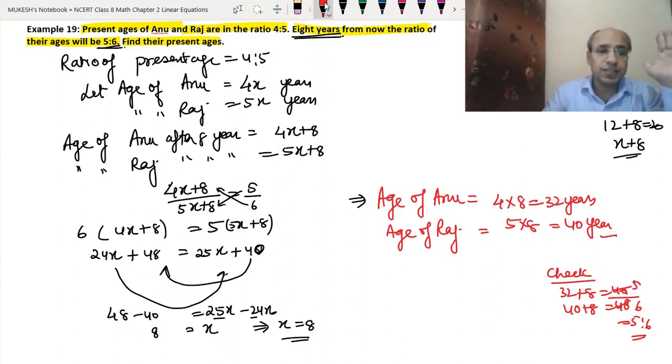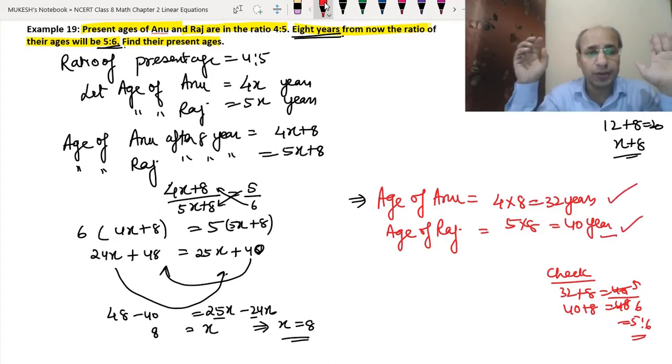So what we have done in this question: we assumed the present ages from the ratio as 4x and 5x. Then we added 8 to both, because we have to find the age after 8 years. Then we found the ratio. Then the equation became similar to the previous question. After cross multiplying, we used the distributive property, and after transposing to both the sides, we got the value of x as 8. Then we multiplied 4 into 8, 32, and 5 into 8, 40. So we got the age of Anu as 32 years and the age of Raj as 40 years. I hope you have understood it.